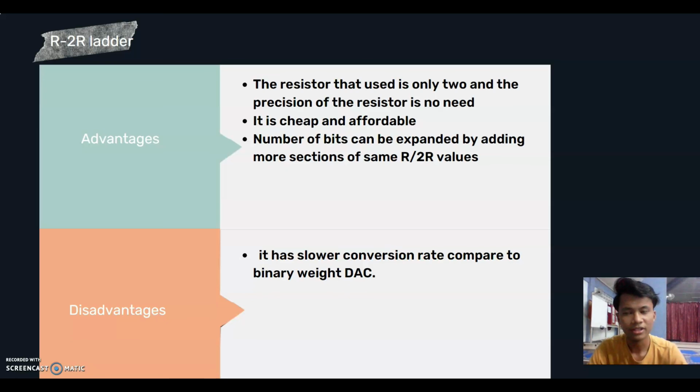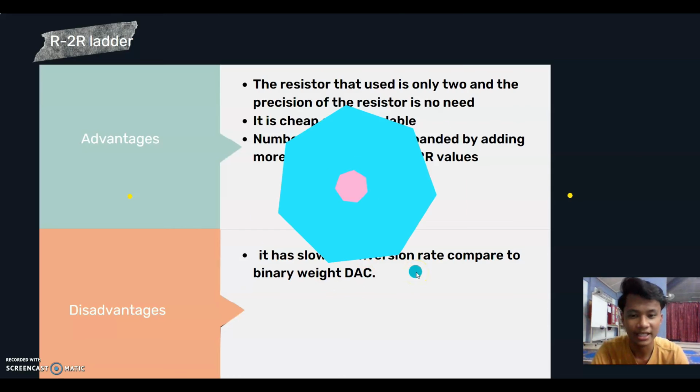Now, what are the advantages of using this R2R ladder? The resistors used are only R and 2R and the precise position of the resistor is not needed. It is cheap and affordable. The number of bits can be expanded by adding more sections of the same R2R value. There are also some limitations, which is it has a slower conversion rate compared to the binary weighted DAC.